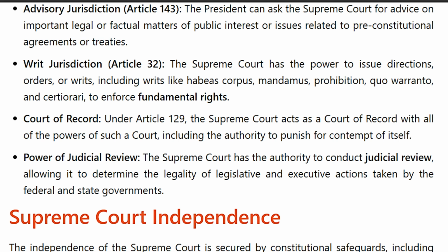Under Article 129, the Supreme Court acts as a court of record with all of the powers of such a court, including the authority to punish for contempt of itself. Power of judicial review. The Supreme Court has the authority to conduct judicial review, allowing it to determine the legality of legislative and executive actions taken by the federal and state governments.